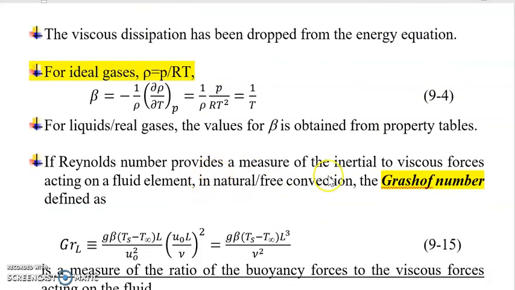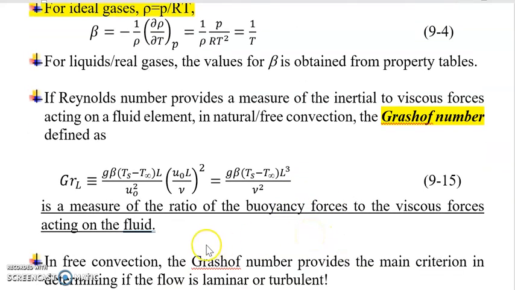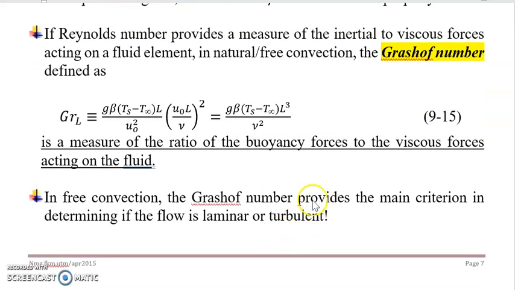If the Reynolds number provides a measure of the inertial to viscous forces acting on the fluid element, here in natural convection we have the Grashof number, which is a measure of the ratio of the buoyancy forces to the viscous forces acting on the fluid. Now, the Grashof number, or later we'll introduce another number, the Rayleigh number, provides the main criteria in determining if the flow is laminar or turbulent. So consequently, knowing whether it is laminar or turbulent will direct you to which Nusselt number equation to use and get your convective heat transfer coefficient for your heat transfer analysis.